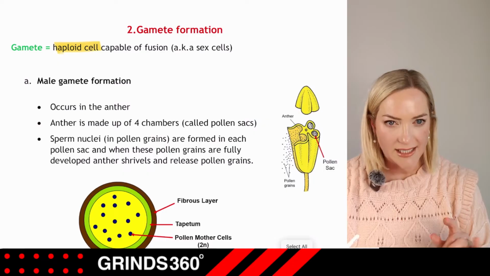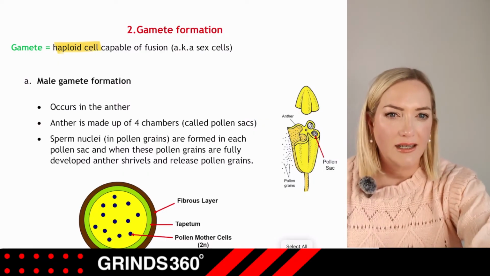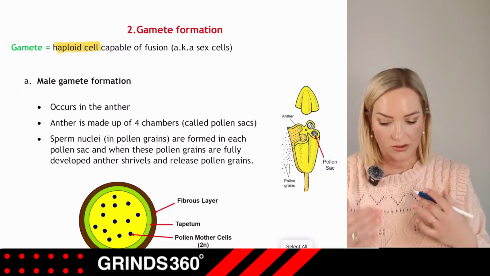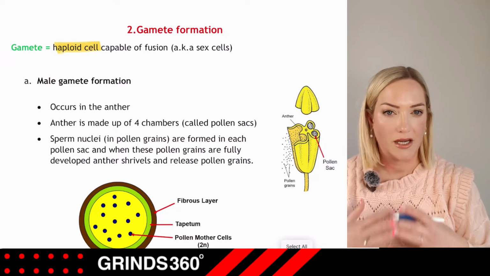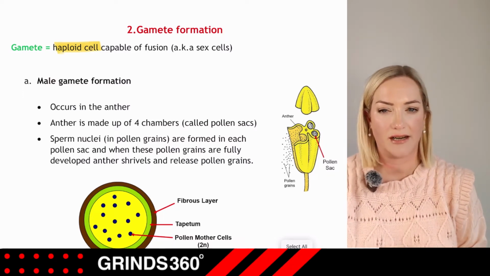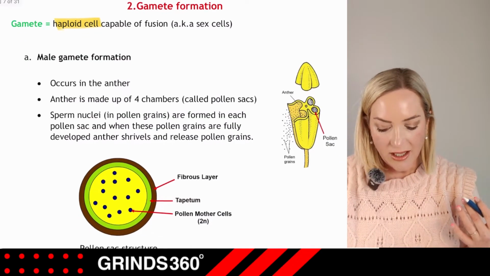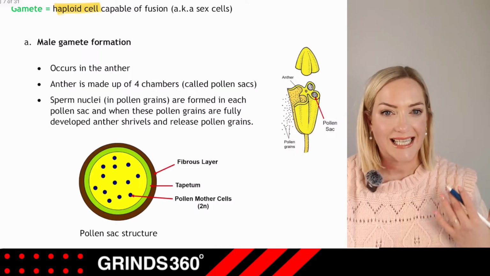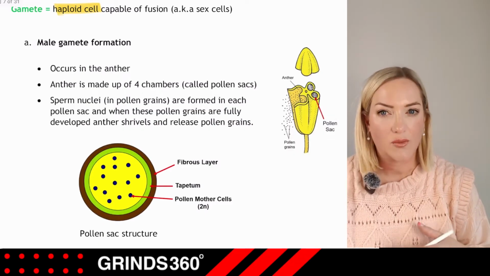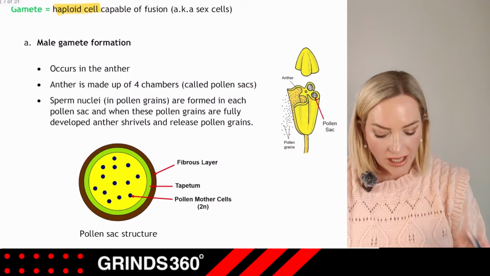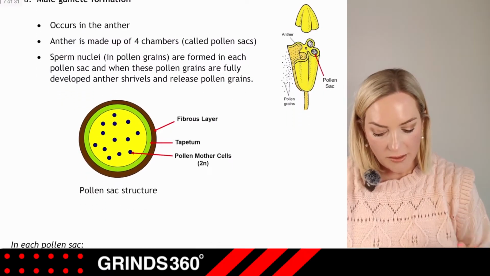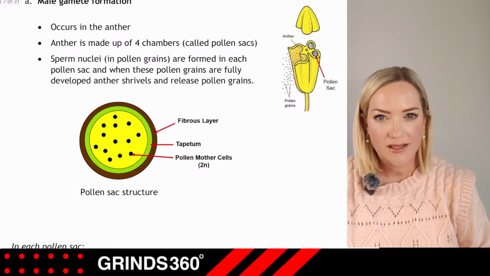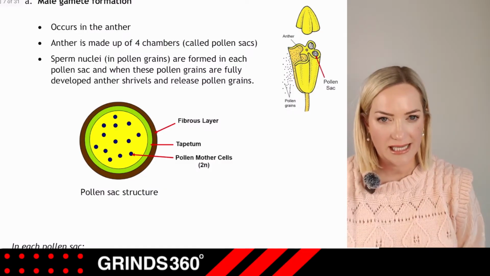And Sarah did ask at the beginning of the class, if asked this, could we draw a diagram to show this? And yes, you can, if you feel a nice, clearly labeled diagram will help you with this. So male gamete formation occurs within the anther. This is what we know. So this is going to be our pollen. Your anther consists of 4 chambers. Our sperm nuclei or our pollen grains are going to be formed in each pollen sac.